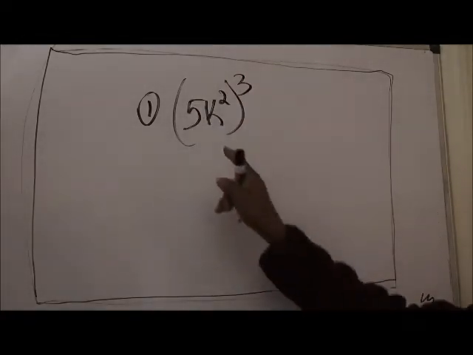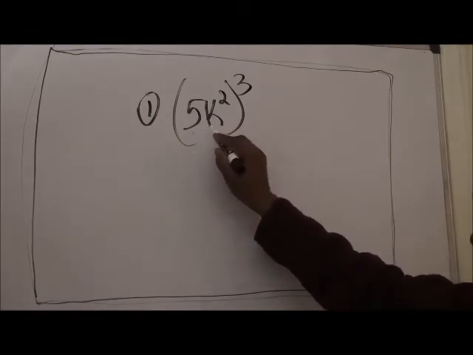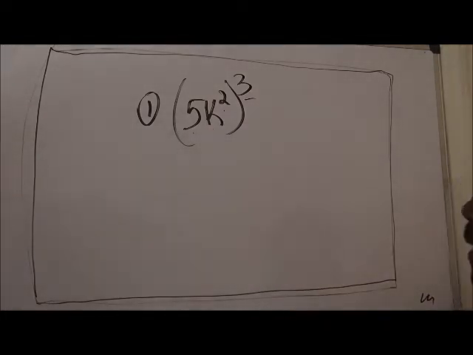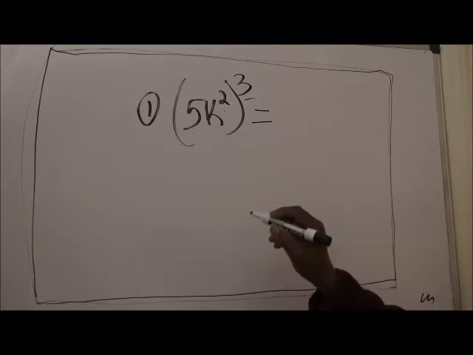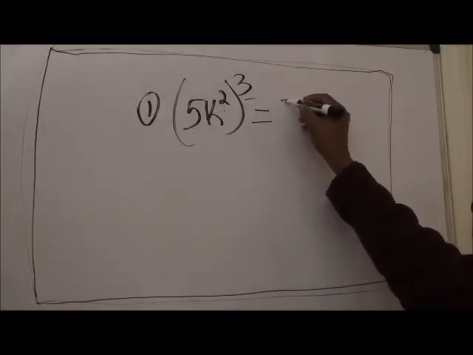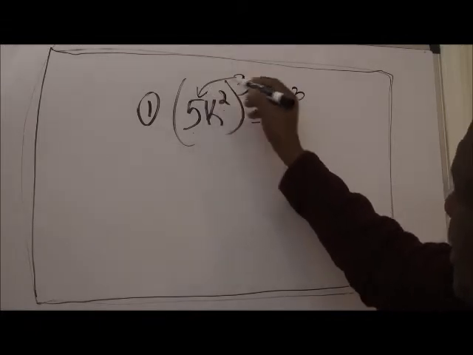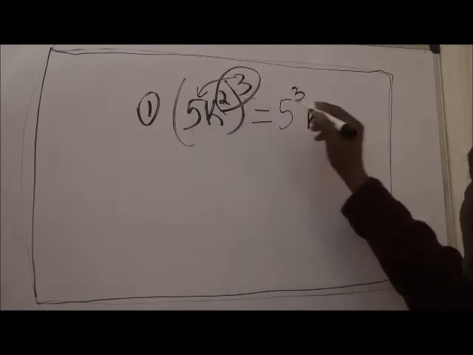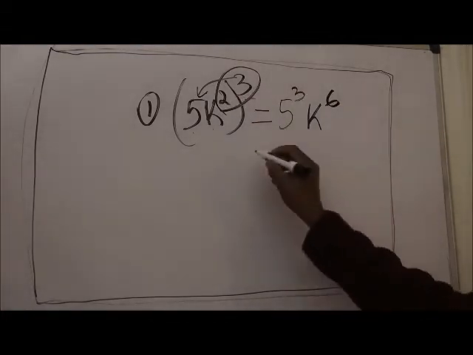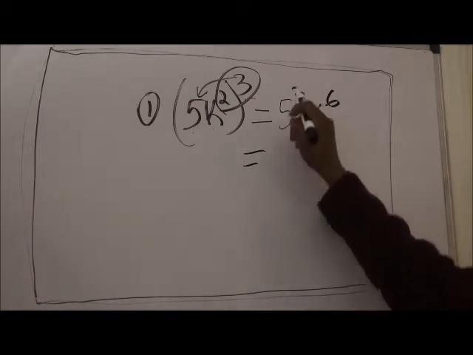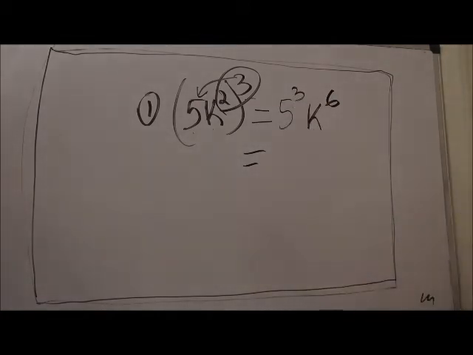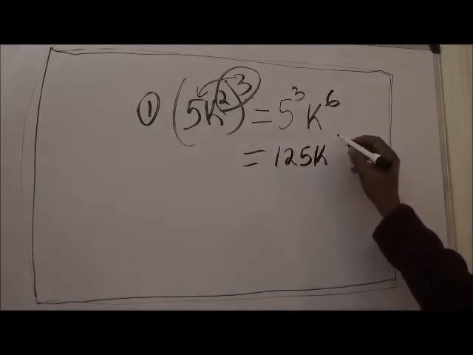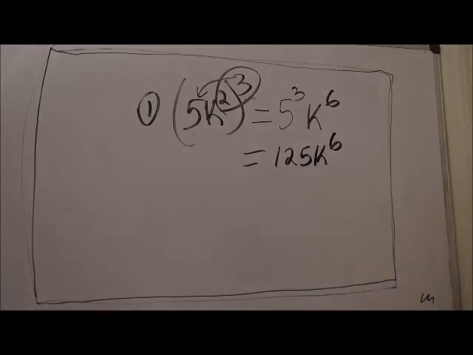So we got 5k to the power 2, in parentheses, to the power 3. If we were to open up the parentheses, this will be 5 to the power 3, and then it will be k to the power 2 times 3, which gives you 6. If you put 5 to the power 3 in the calculator, it will give you 125. So your answer would be 125k to the power 6.